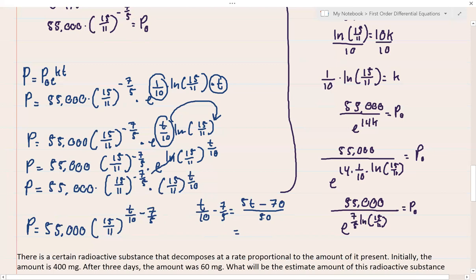Can we simplify this? I think we can, because 70 is also divisible by 5. So we can factor the numerator by 5, giving 5 times the quantity 1t minus 14, all over 50. The 5 becomes 1, and the 50 becomes 10. Hence, as a result, you will have t minus 14 all over 10. Therefore, the exponent of 15 over 11 is t minus 14 all over 10.